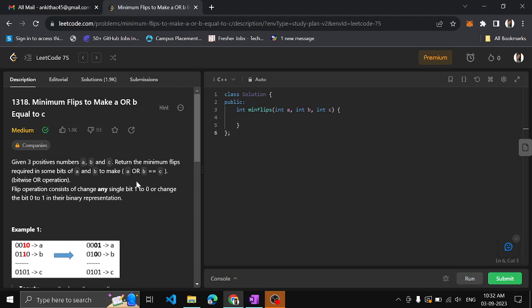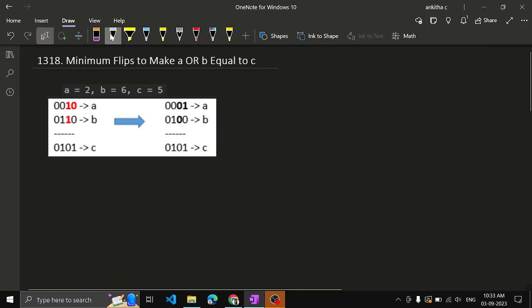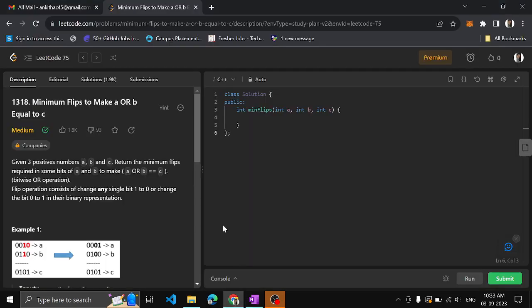What do you mean by OR operation? If either of them or both of them are 1, then the result will be 1. If both of them are 0, then the result will be 0. So 0 0 will give you 0, 0 1 will give you 1, 1 0 will give you 1, 1 1 will be 1. If a single 1 is found in the bit, then your resultant will be 1. In this case it's 0, because both of them are 0. This is our operation.